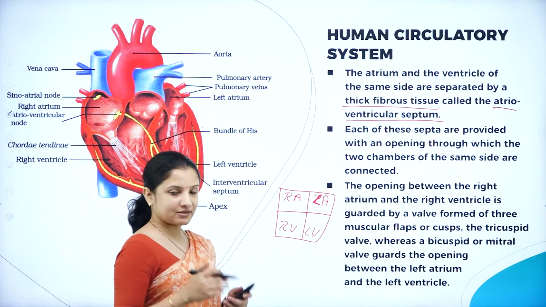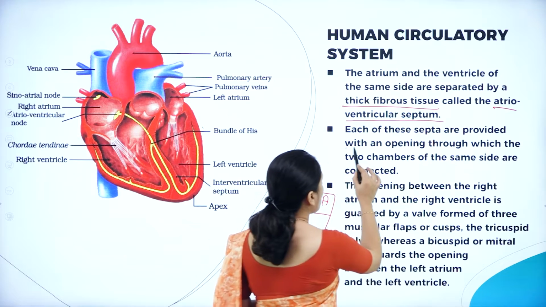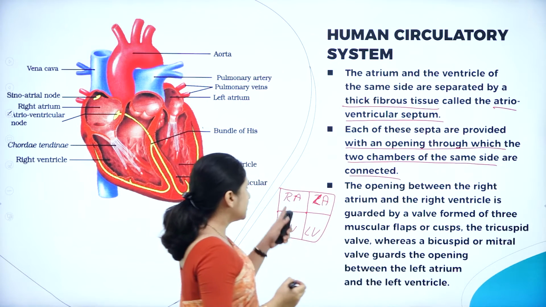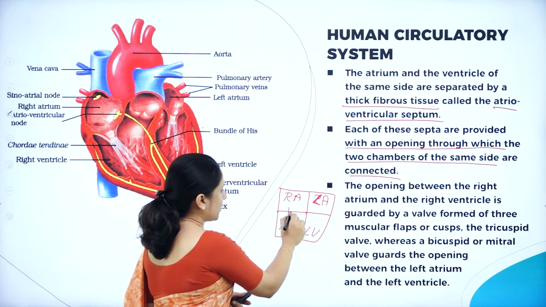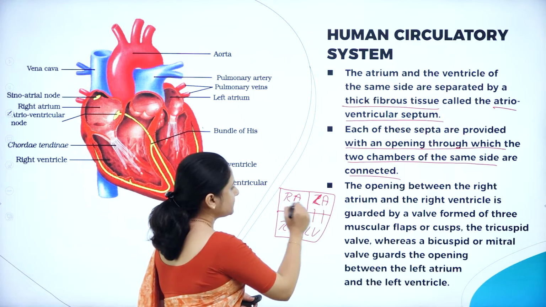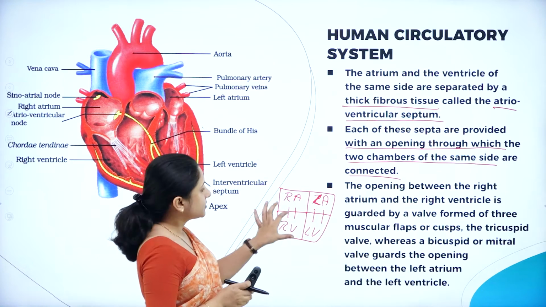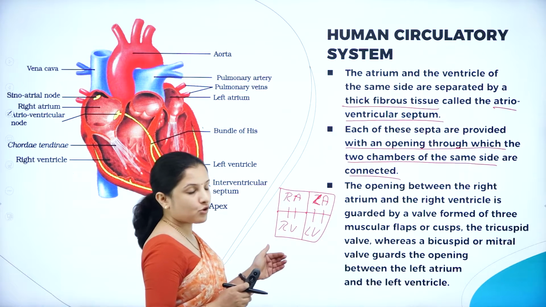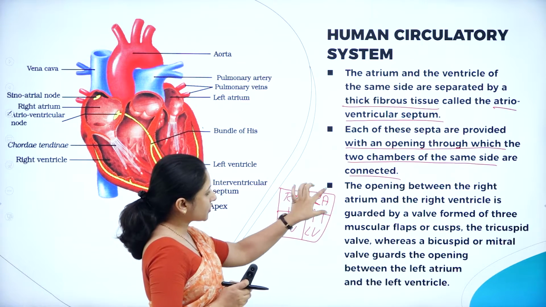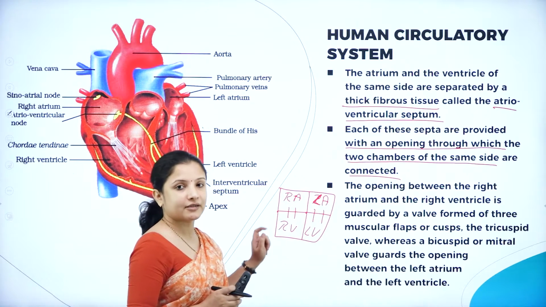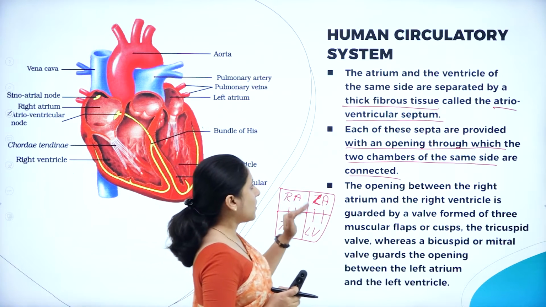So each of these septa is provided with an opening through which the 2 chambers of the same side are connected. Between the right atrium and right ventricle there is an opening. Between the left atrium and the left ventricle there is an opening, right? Why? Because connectivity should be there. Though a wall is there, there should be an opening, because on this side the oxygenated blood will be there, and on this side the deoxygenated blood should travel. That is why they are interconnected to one another.